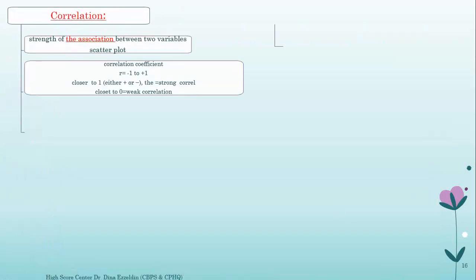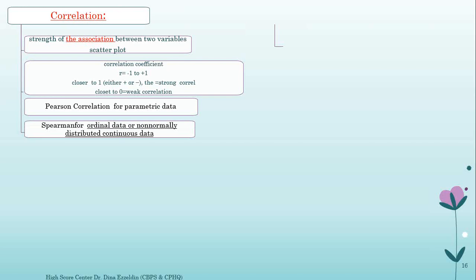So R, the correlation, measures the strength of the association between two variables. R is between minus 1 and positive 1. As I said, minus 1 is a strong negative relationship, positive 1 a strong positive relationship, and 0 no relationship. We use Pearson correlation only for parametric data, and Spearman for ordinal data or non-normally distributed continuous data.